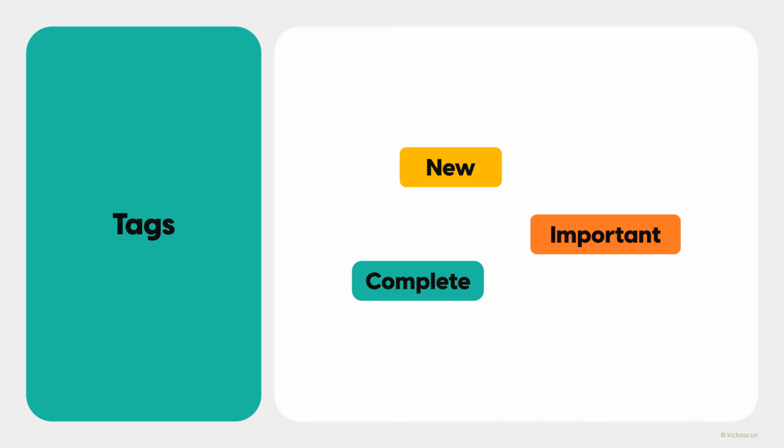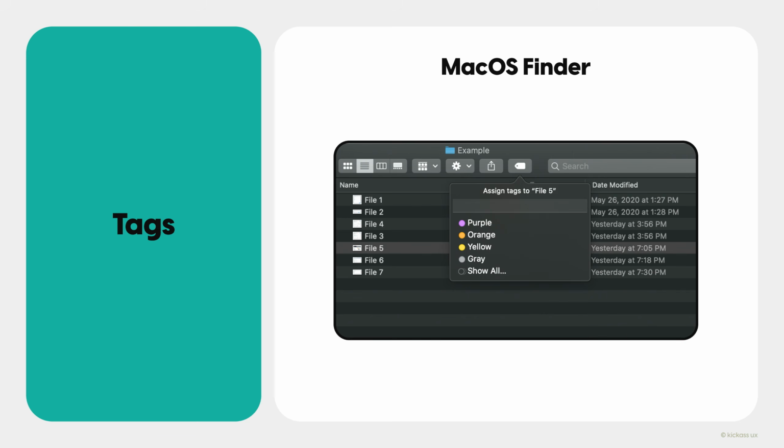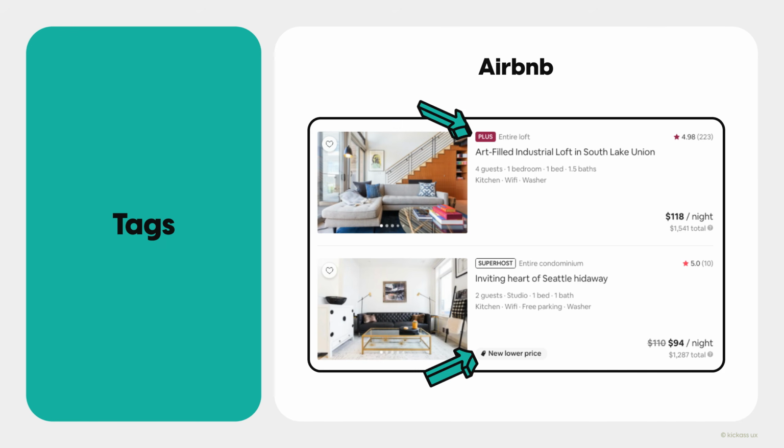16th are tags. These are small elements that provide information and help users find content. They can be made by the user or added by the product. For example, on a Mac you can tag documents and other files using the macOS Finder so you can quickly locate files later on. Another example is Airbnb. They use tags to tell users the type of property, if the property is managed by a superhost, and to tell if there is a new low price.